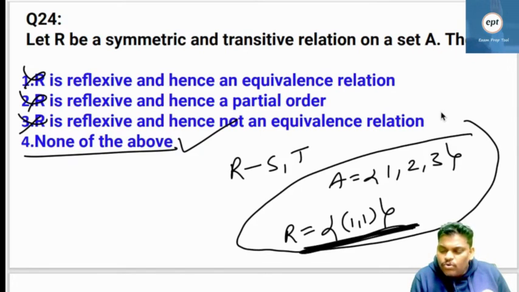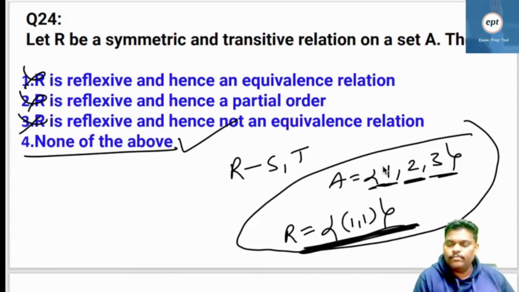If A is equal to 1, 2, 3 and R is equal to (1,1), it is symmetric and it is transitive also. But where is the reflexive? Reflexive means for every element, (1,1), (2,2), (3,3) should be there. Then R is reflexive and hence an equivalence relation. Then R is reflexive and hence a partial order. So is the answer 4 or not?